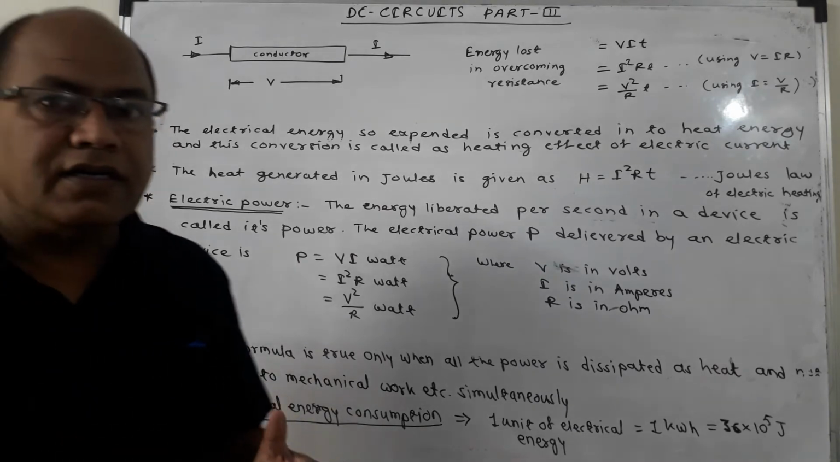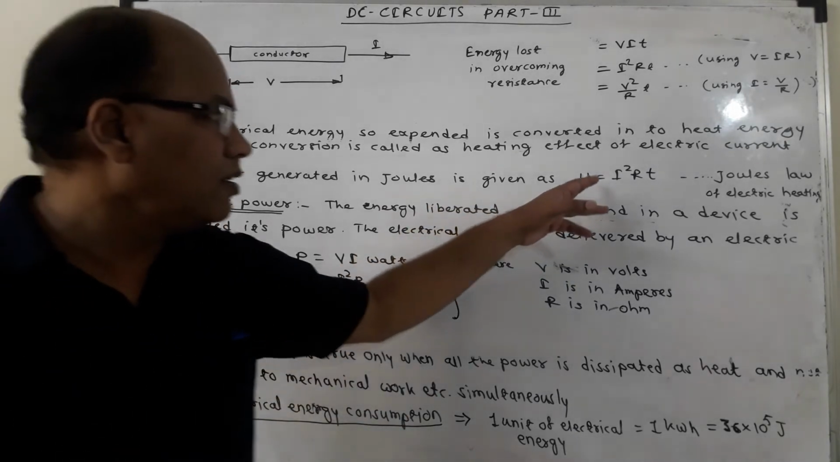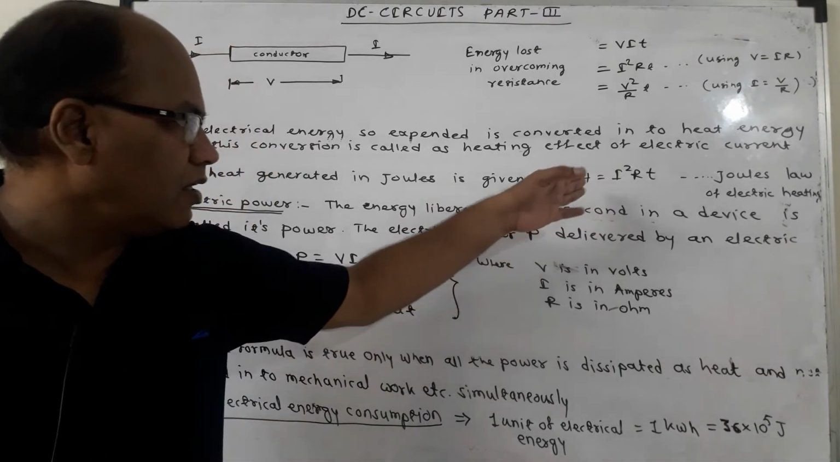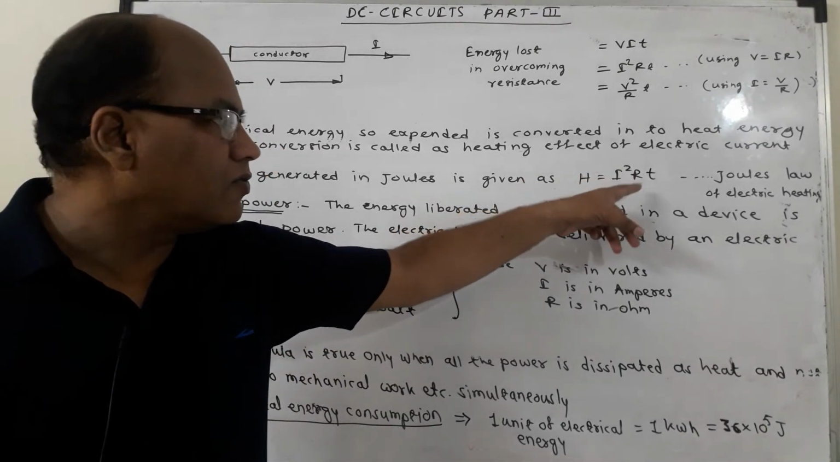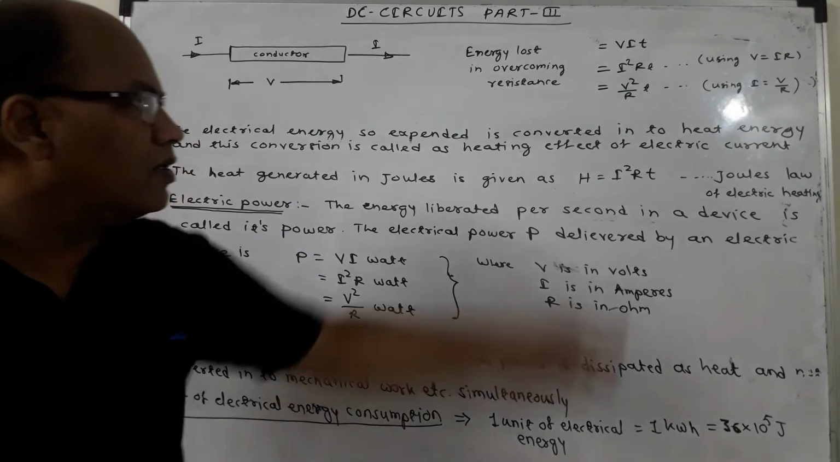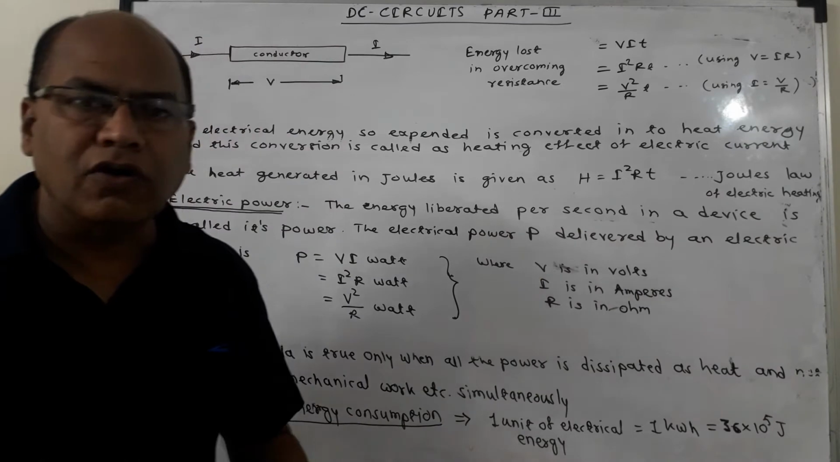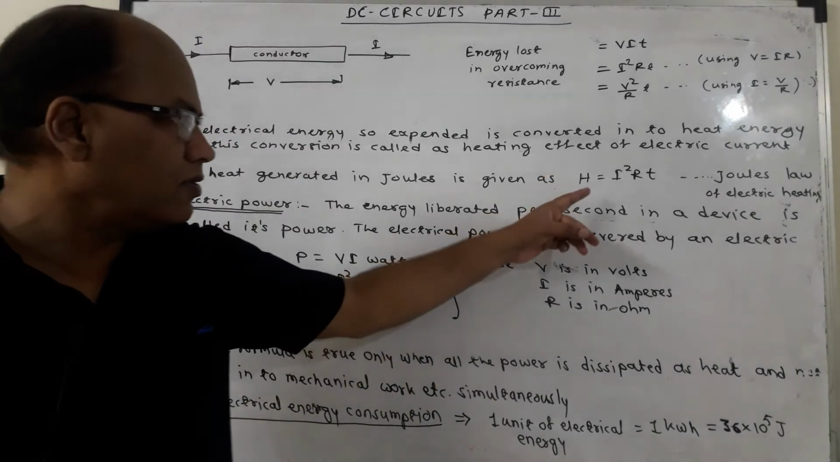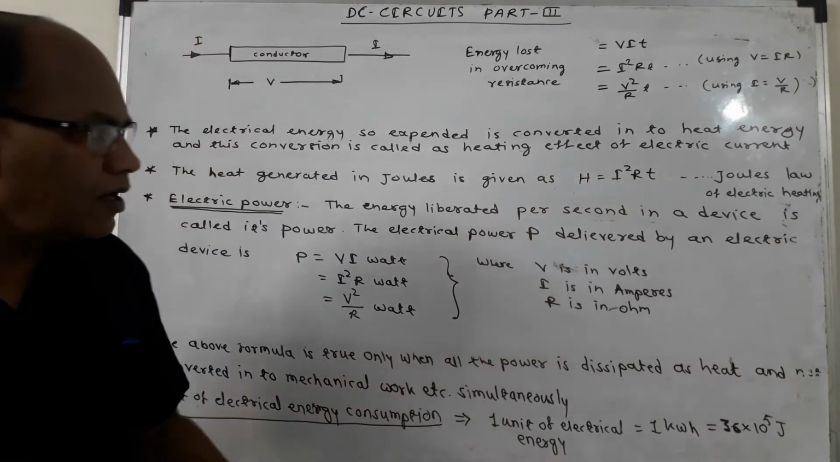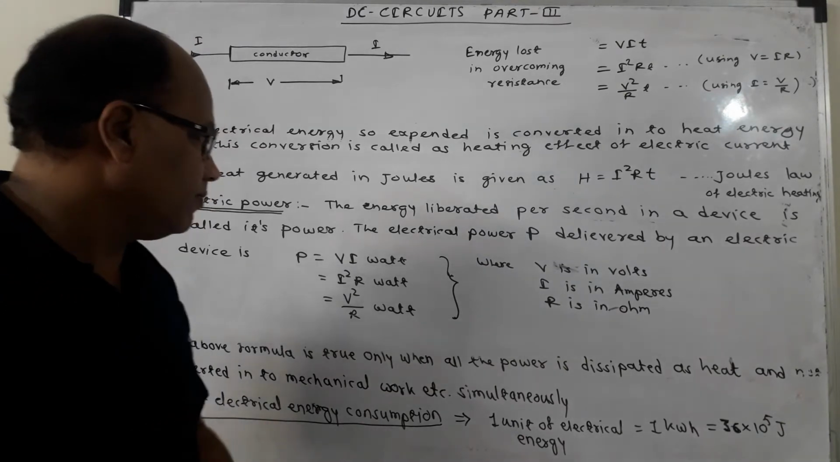The heat generated in joules is given as H, where H is the heat in joules, is equal to I square RT. So it is the same formula, and this formula is also called Joule's law of an electric current. So H is equal to I square into RT is Joule's law of an electric current.